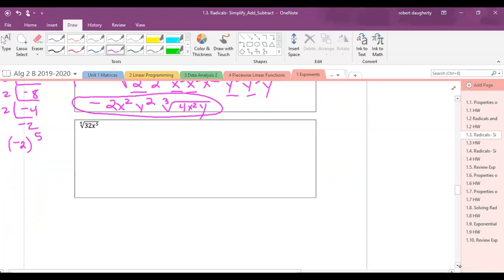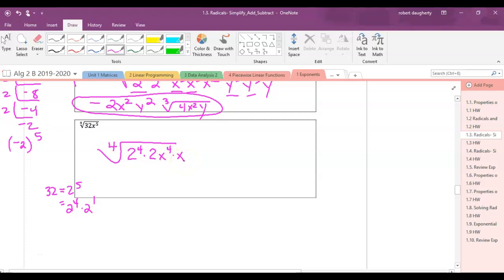Looking at the next one, the 4th root of 32x to the 5th. So remember that this is the 4th root. 32 is 2 to the 5th. Another way of writing that is 2 to the 4th times 2 to the 1st, right? So this is 2 to the 4th times 2, x to the 4th times x.